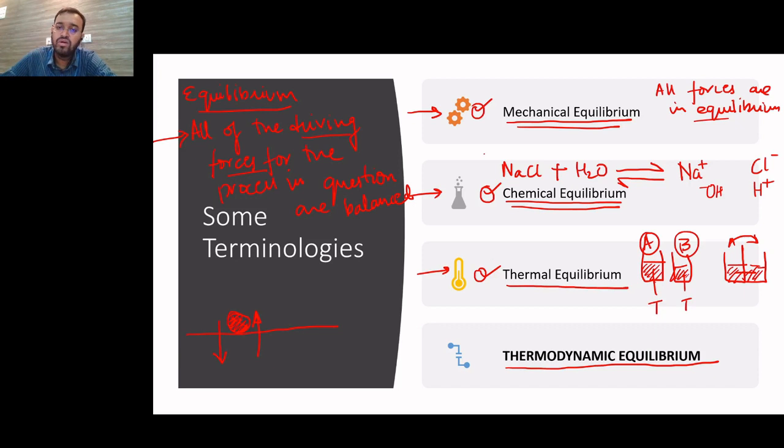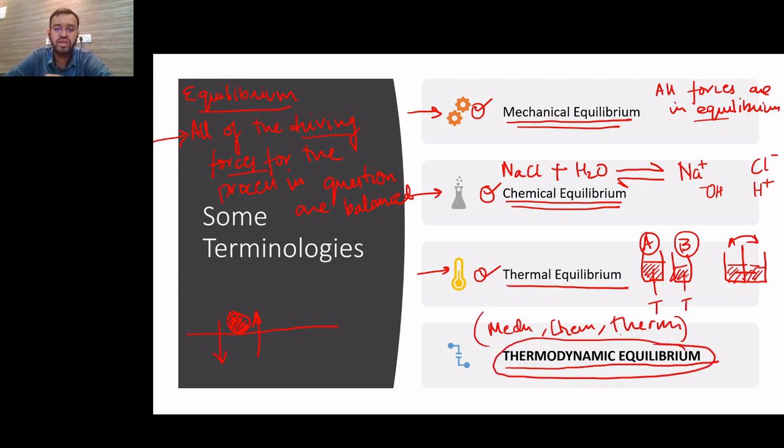Now, when you have mechanical equilibrium, chemical equilibrium, and thermal equilibrium all existing together, we term it thermodynamic equilibrium. So when you have all three types of equilibrium, mechanical, chemical, and thermal, you will attain thermodynamic equilibrium.